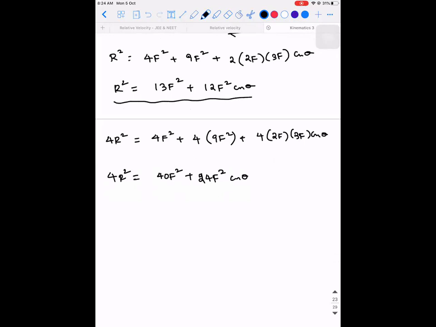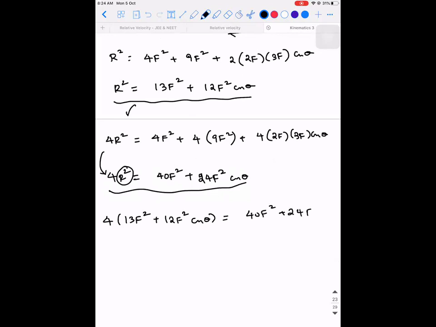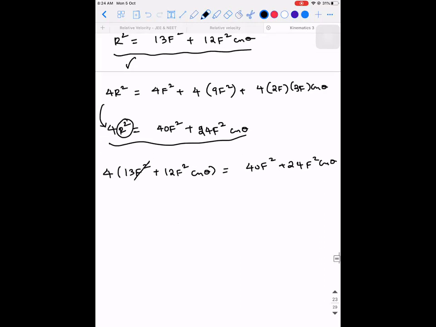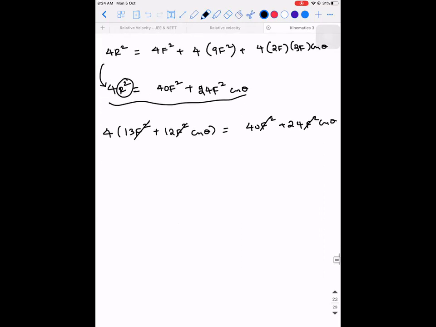No, sir. So if I use both the expressions, observe 4 into, in the place of R square, I will substitute this value. So that is 13F square plus 12F square cos theta is equal to 40F square plus 24F square cos theta. So F square is gone. So 4 will cancel, this 10 times, this 6 times. So 13 plus 12 cos theta is equal to 10 plus 6 cos theta. So 3 will be equal to minus 6 cos theta. So cos theta is equal to minus half.